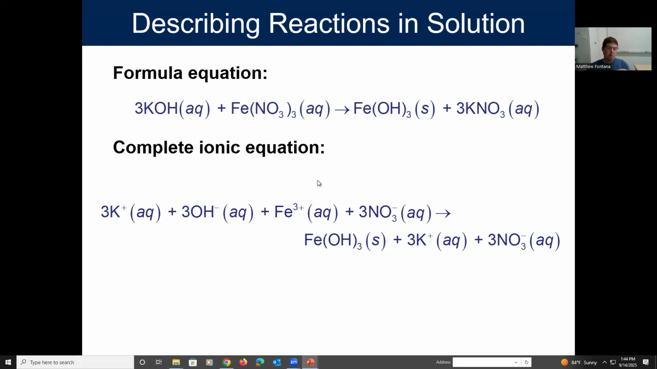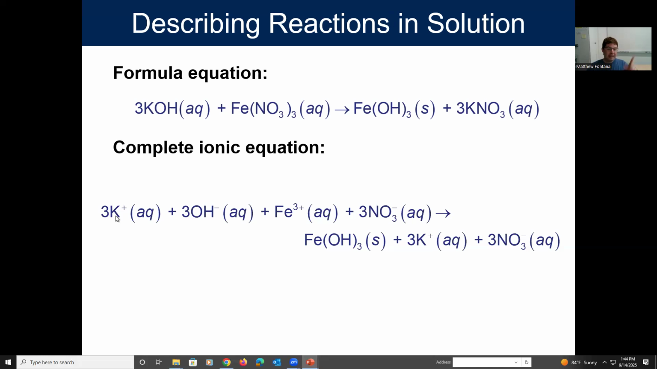Really knowing how to do this requires that you know well the charges and the formulas of different ions and different polyatomic ions. That's why that one table from a couple of lectures ago is important to have memorized.